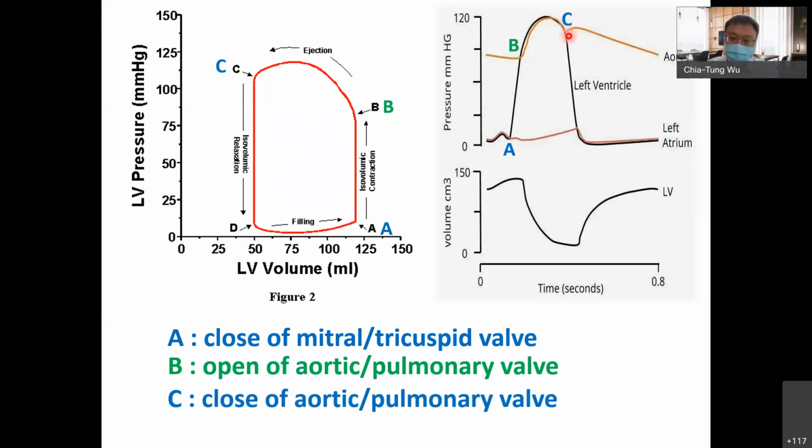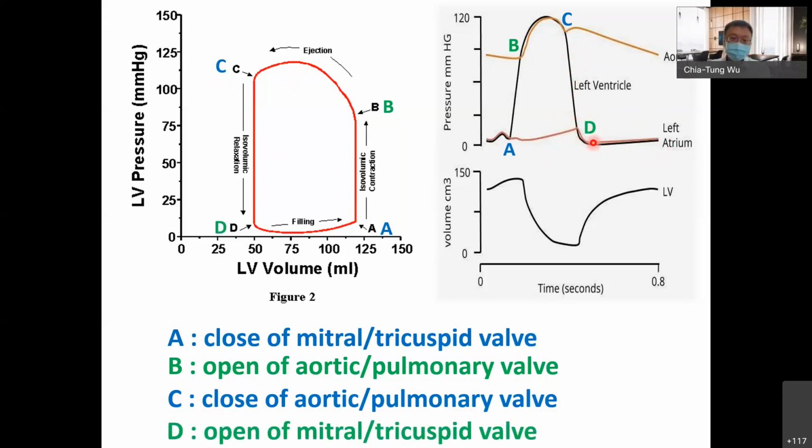Then the left ventricle keeps relaxing until the pressure is below the left atrium, so until the mitral valve opens here. The segment between C and D is the isovolumic relaxation. The pressure keeps moving down, but the volume does not change. Okay.